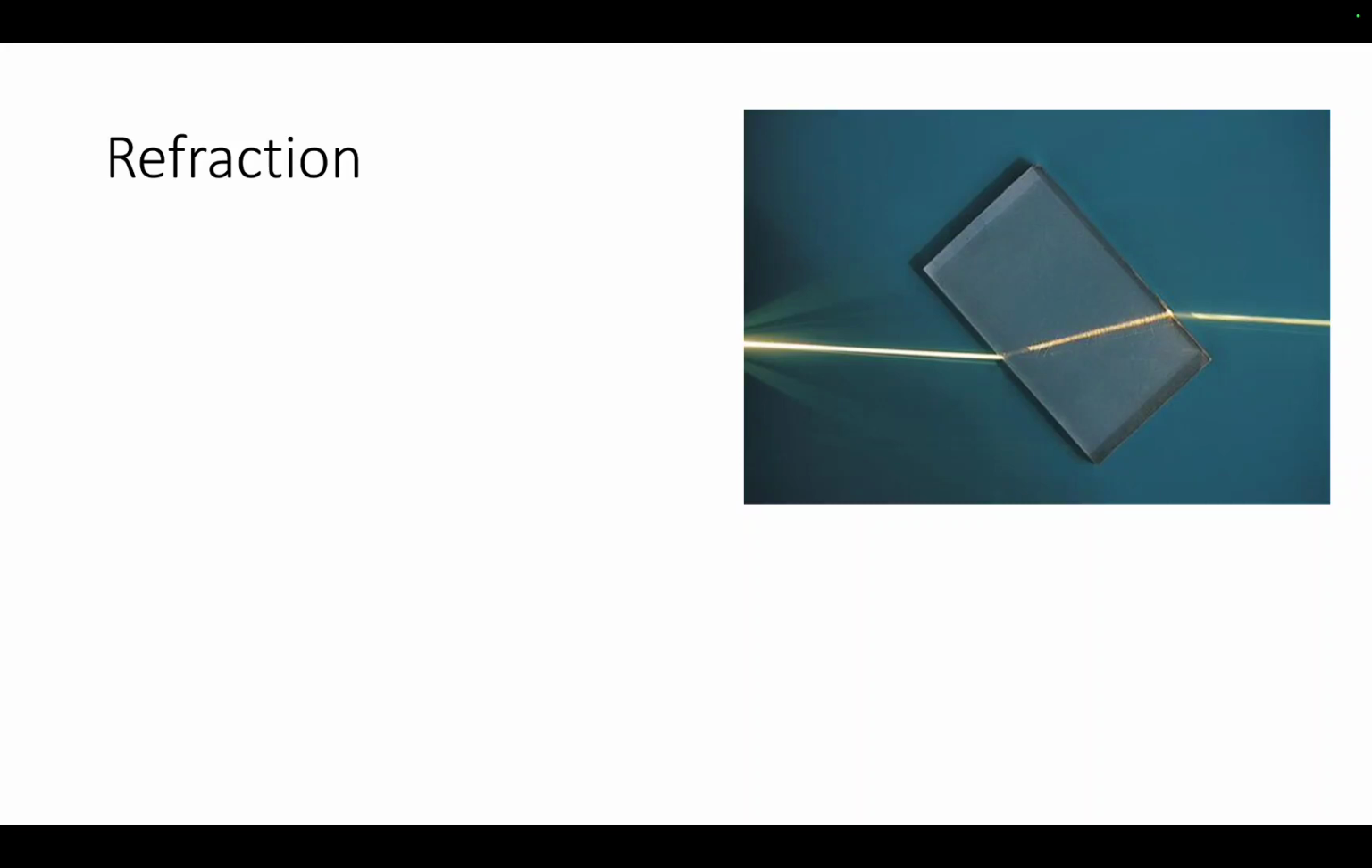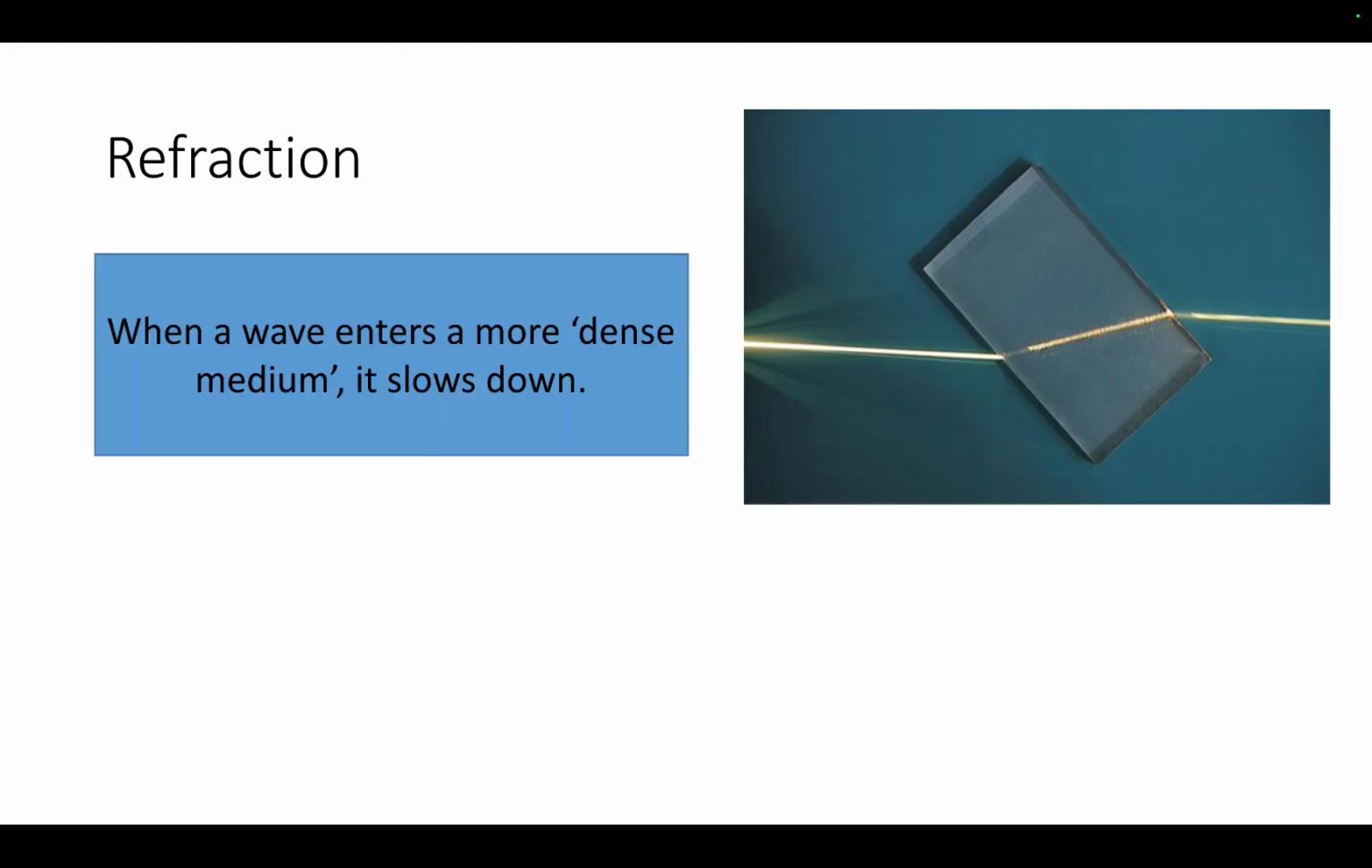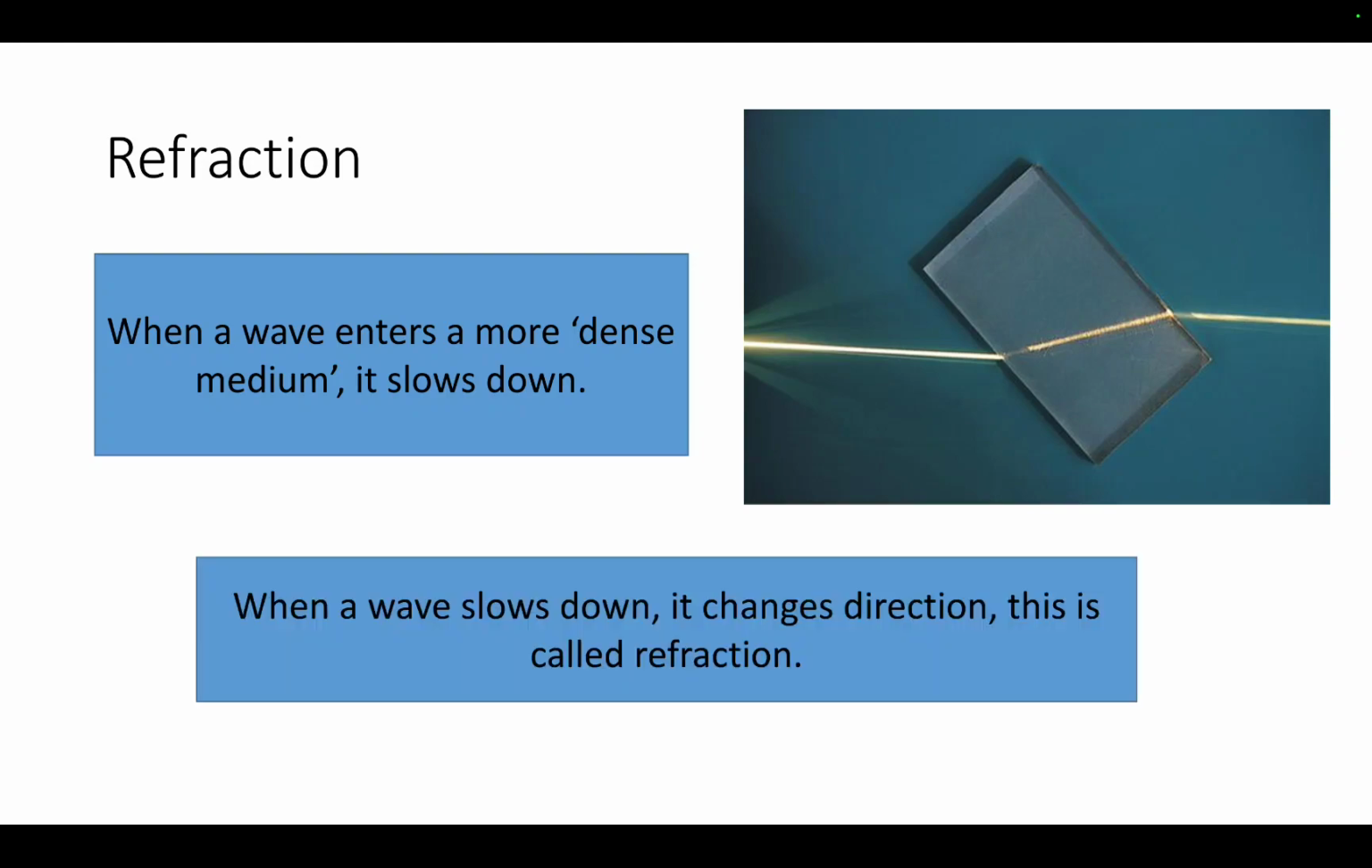So this is a classic example. We've got a ray box firing a beam of light out. It's glass, which is a different density, and it refracts, which means it changes direction, and then refracts again as it enters back into the air. When a wave enters a more dense medium, it slows down, and when a wave slows down, it changes direction, and we call that refraction. Remember to pause at any point if you want to make any notes.